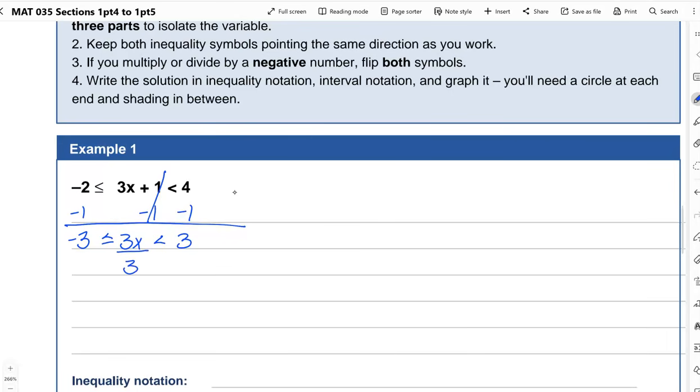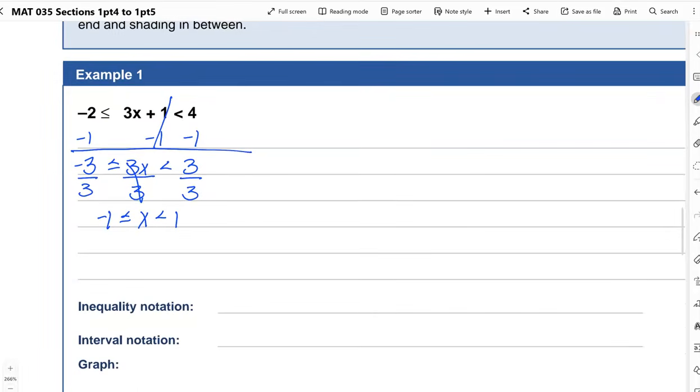And then we're going to divide everything by 3. What I do to the middle, I've got to do to the left and the right. I divided by positive 3, which means I do not flip any inequalities. So I'm going to get negative 1 is less than or equal to x, which is less than 1. So there's my inequality notation.